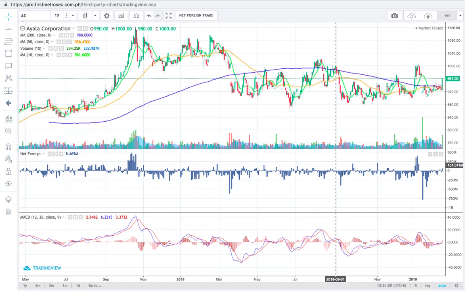Today, you will learn how to plot the support and resistance levels of a stock. You will also learn the definition of support and resistance.